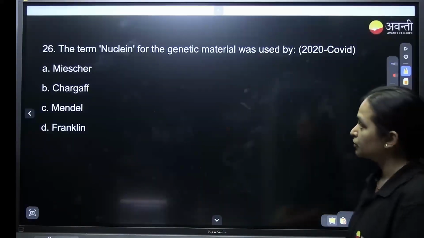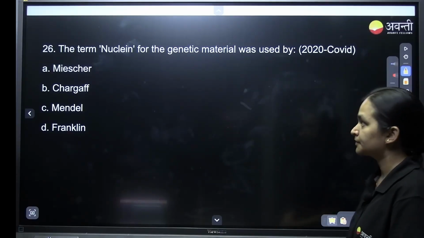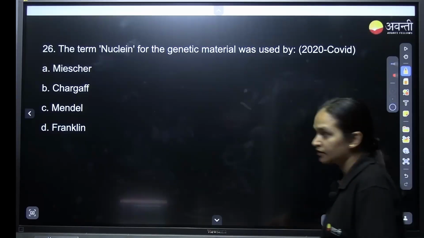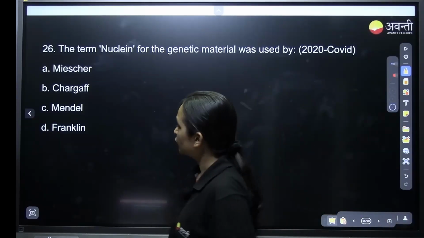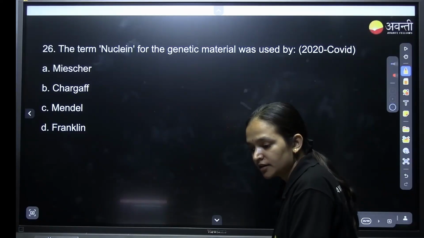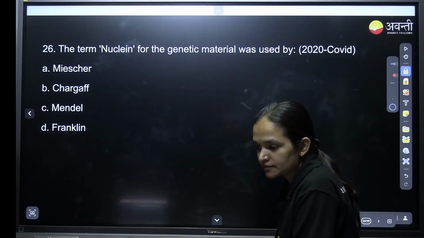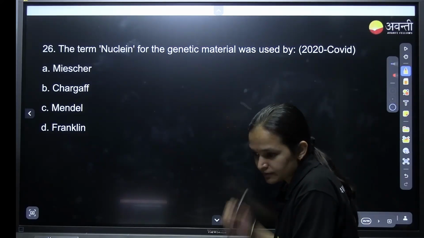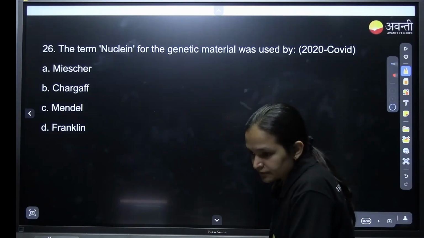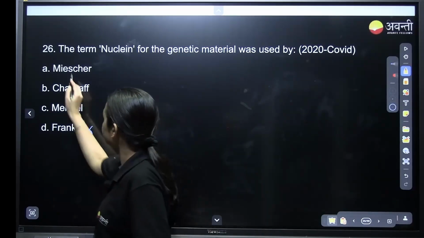The term nuclein for genetic material was used by Frederick Miescher, isn't it? It was used by Frederick Miescher, not Franklin Miescher.